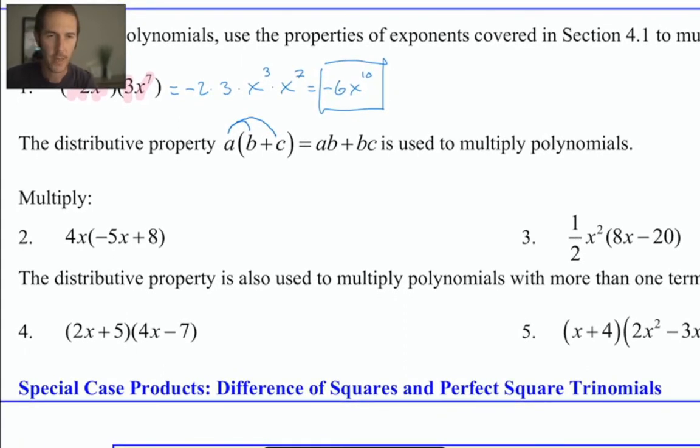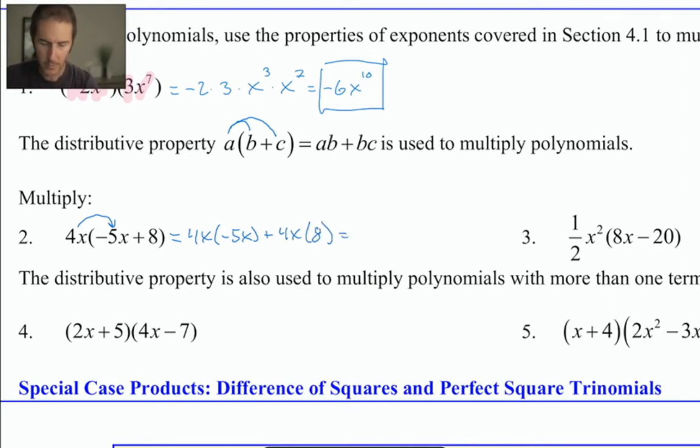So let's try that in number 2. The 4x times the -5x, and we'll think of it just like that. How much space do we have? Maybe just enough. I'll take the 4x and multiply it by the -5x. So I've distributed to this first term. And then I'm going to bring the plus sign over. So plus, and then we'll take the 4x and we'll multiply it by the +8.